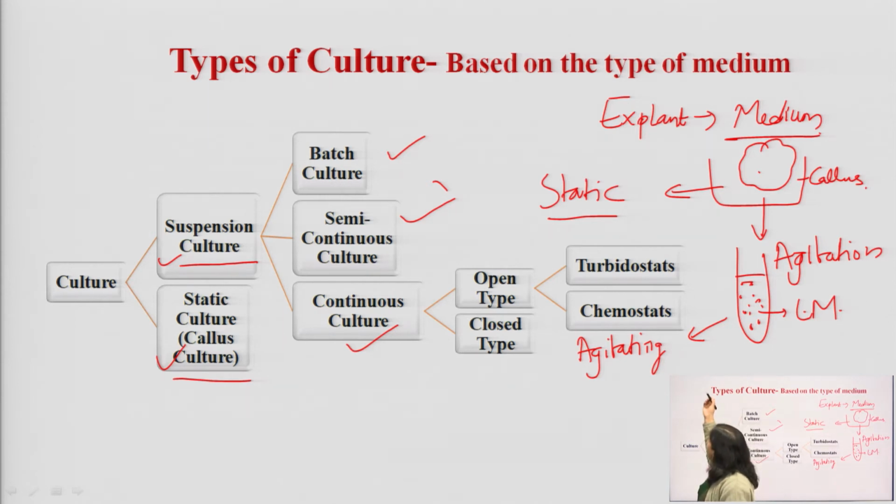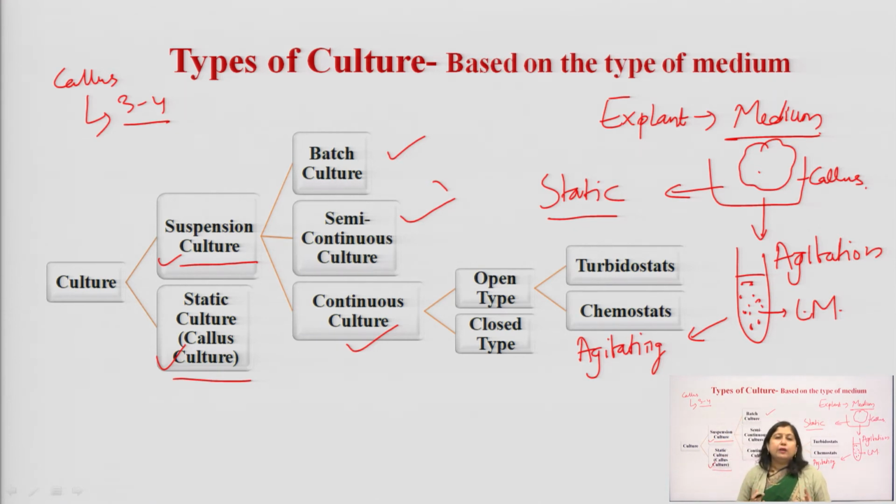So, if you do any kind of culturing, like you have done a callus culture, after a period of 3 to 4 weeks, what will happen? The static medium is going to give all its nutrients to the callus. So, after that what will be there? There will be no nutrition inside the medium. So, the callus will slowly die.